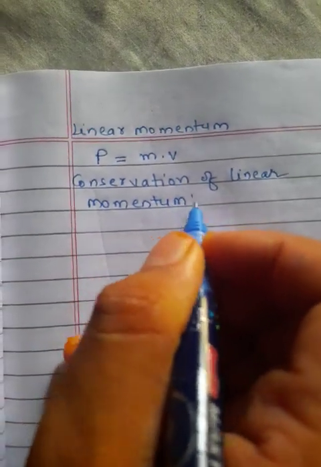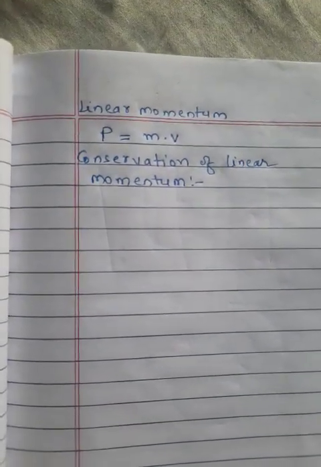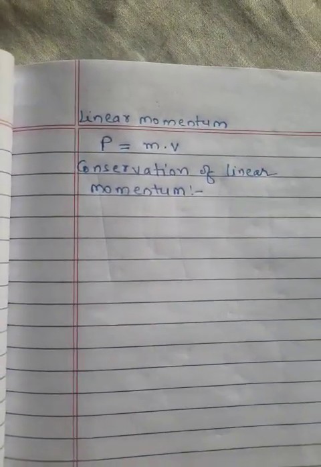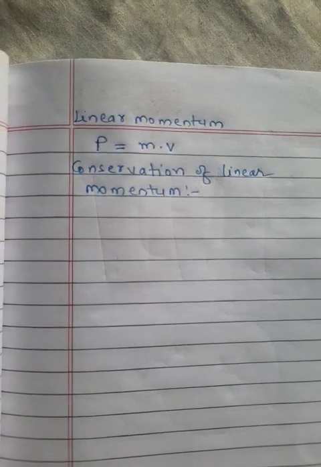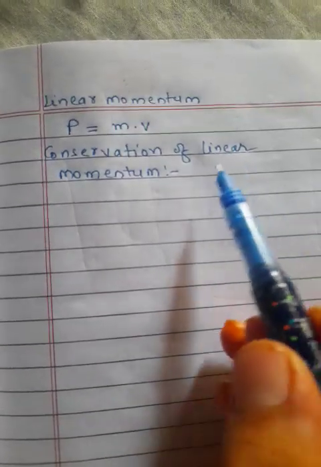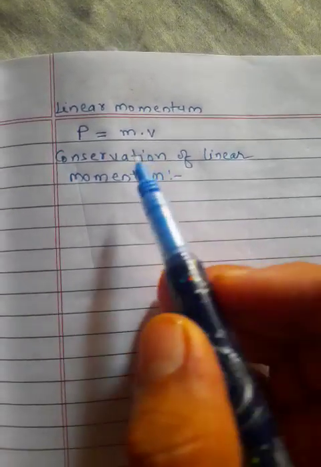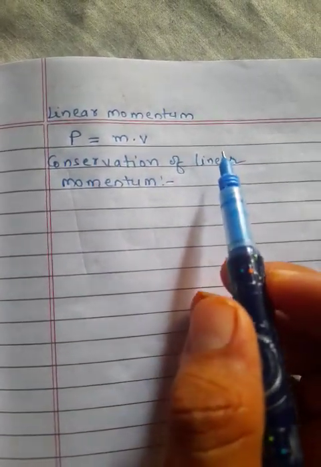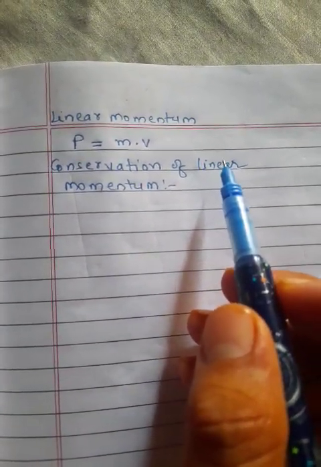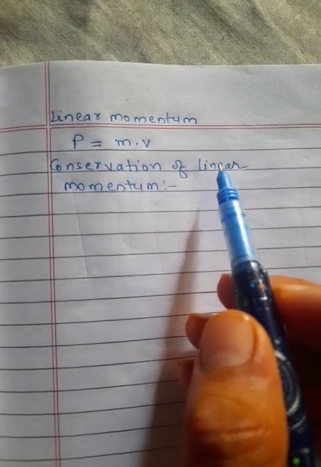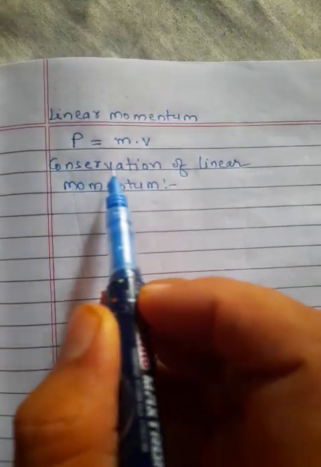First of all, we have to understand the definition of conservation. What do you mean by conservation? We are talking here about linear momentum. Linear momentum is a simple kind of motion. When any heavy object, any body which has a mass m, moves from one place to another place, we can say the body has a momentum concept, right? So we will talk here about the conservation.